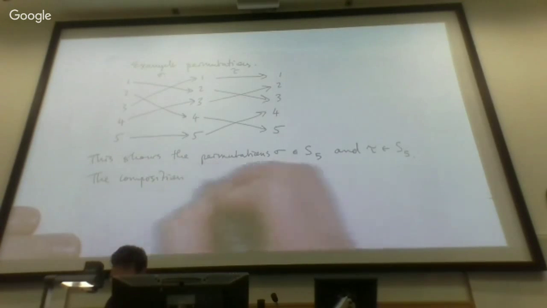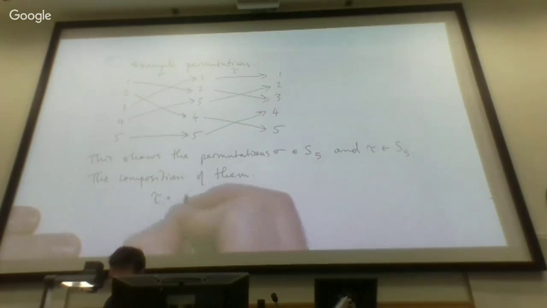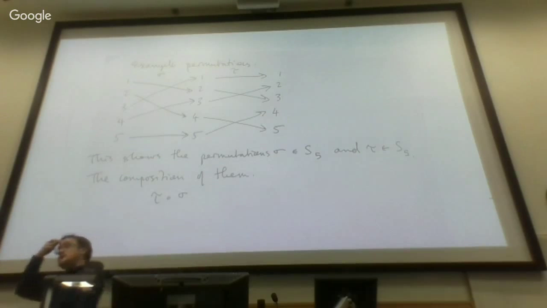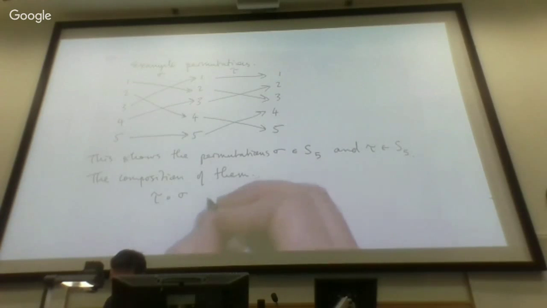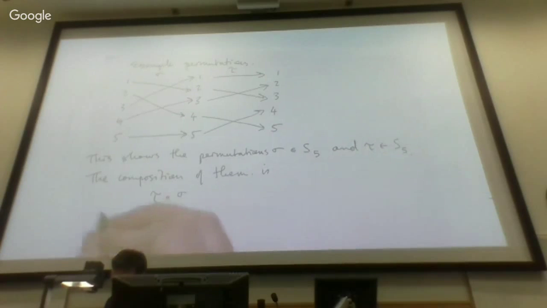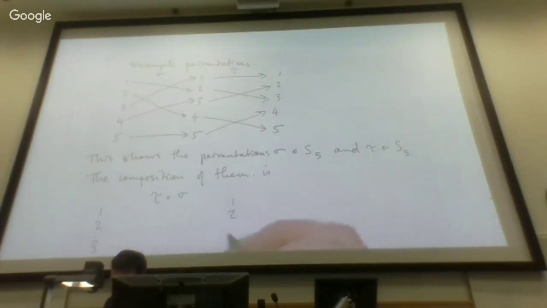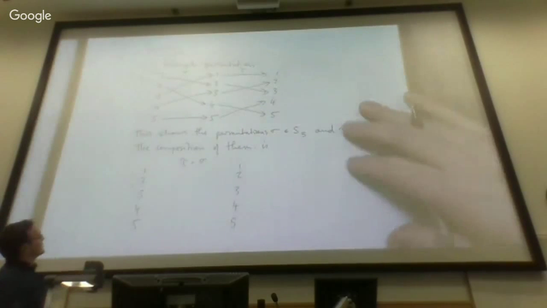The composition of them, which we'll write as tau after sigma. How do we find the permutation tau after sigma? It's the composition of these two. This is some pretty simple stuff, but there are no hard calculations involved here. It's just getting some definitions and notations straight.